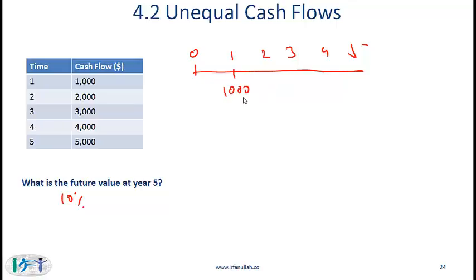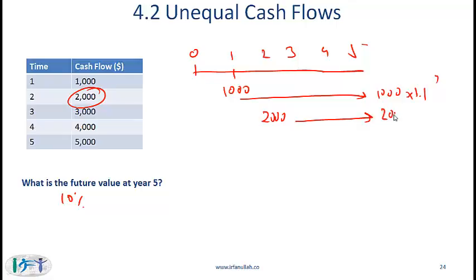So this is going to be compounded for 4 periods. So this will become 1000 into 1.1 to the power of 4. Then you have 2000 at the end of the second period. This will compound 3 periods. So 2000 into 1.1 to the power of 3. And then 3000 from here. This is compounded 2 periods. So 3000 into 1.1 to the power of 2.